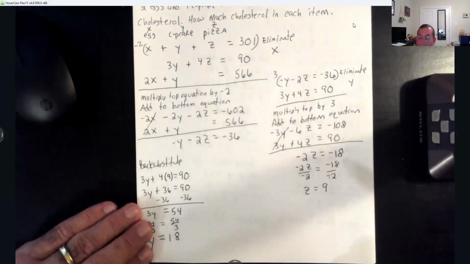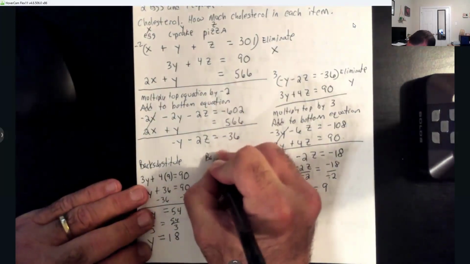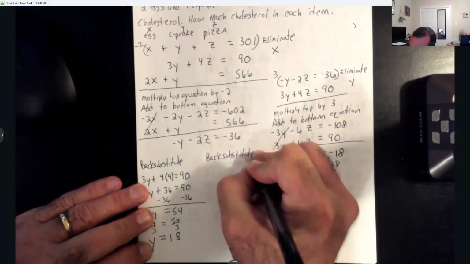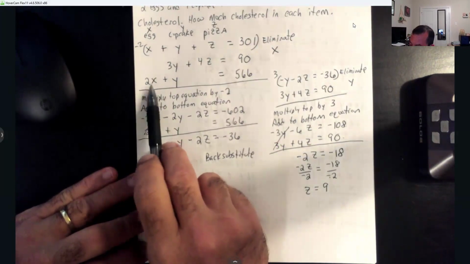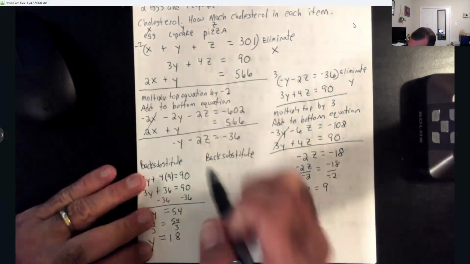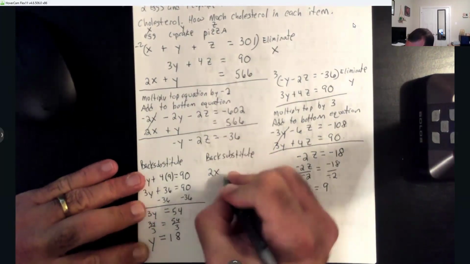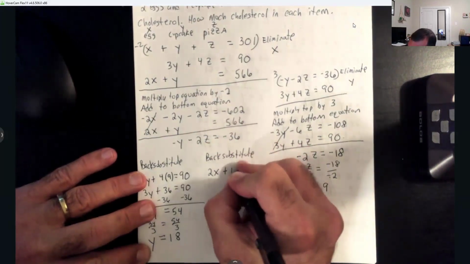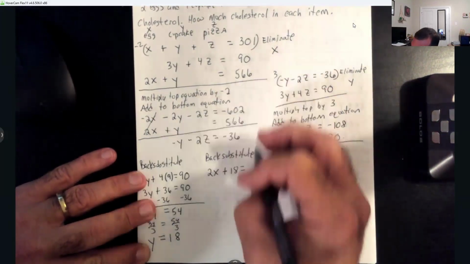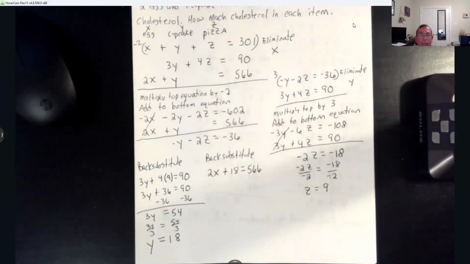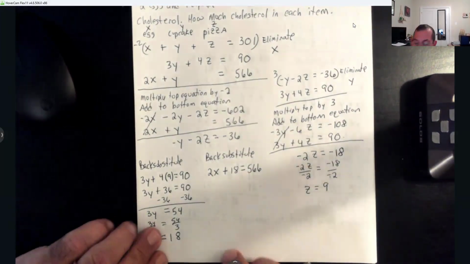So now we got to find the eggs. So I'm back substituting one more time. Since I'm looking for my eggs, I might just use this bottom equation. 2 times x plus my y, which was 18, all that has to equal 566. Well, it looks like these eggs have had the most cholesterol, don't it?